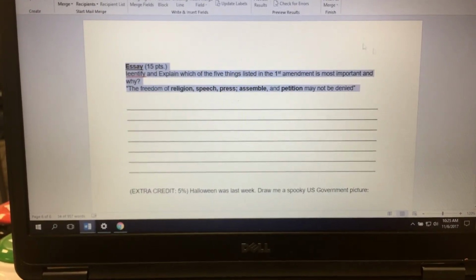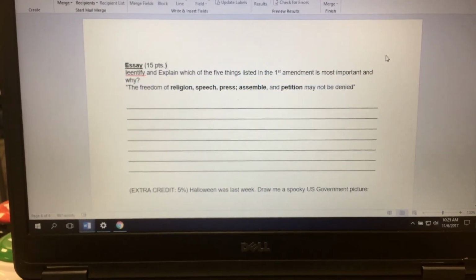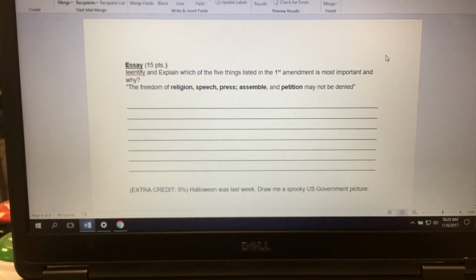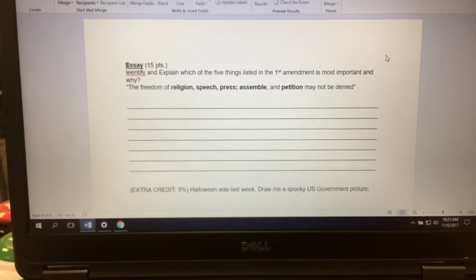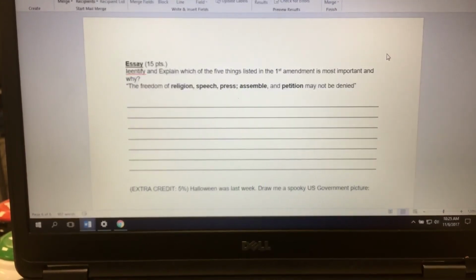Essay, 15 points. Identify and explain which of the 5 things listed in the First Amendment is most important and why. The freedom of religion, speech, press, assembly, and petition may not be denied.